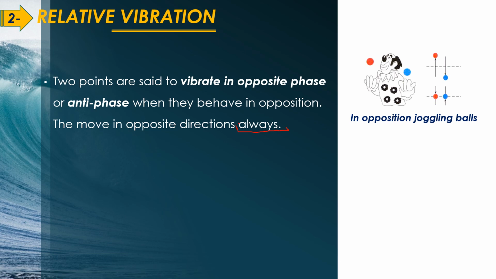The same juggler now, juggling the same balls, but now we are given that as the red ball moves up, the blue one moves down. As the red ball moves down, the blue one moves up. These two juggling balls are said to be in opposition.